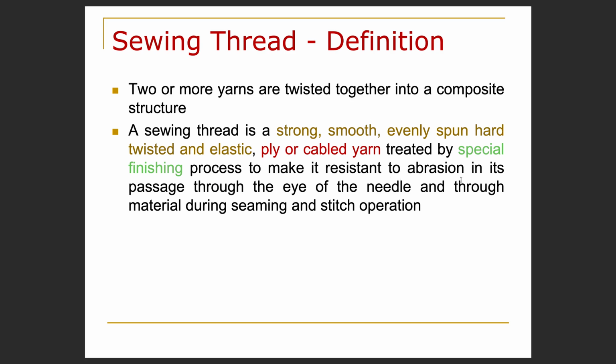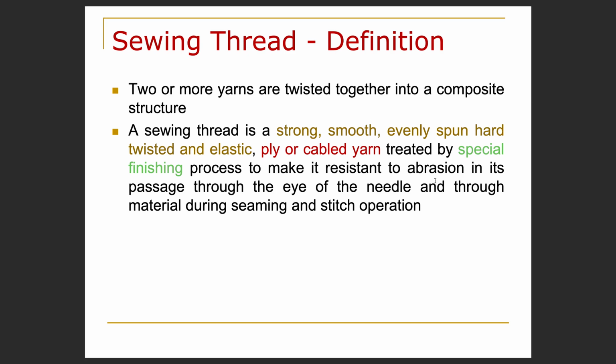Moreover, the sewing thread should be resistant to abrasion, because when the sewing thread is passing through the eye of the needle and forming the stitch, the machine is running at a very high speed. The needle is continuously showing reciprocating up and down movement. So there is a substantial amount of stress on the sewing thread also. It should be able to withstand those mechanical forces or abrasion during sewing.